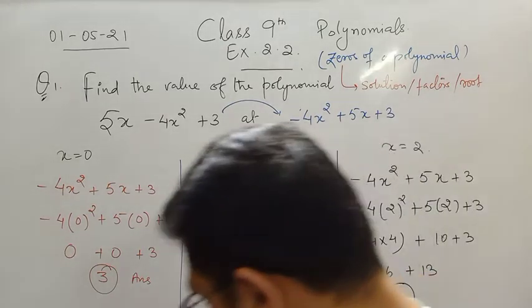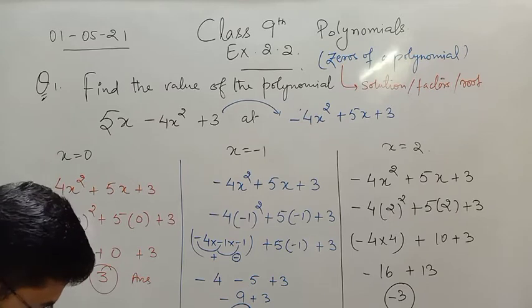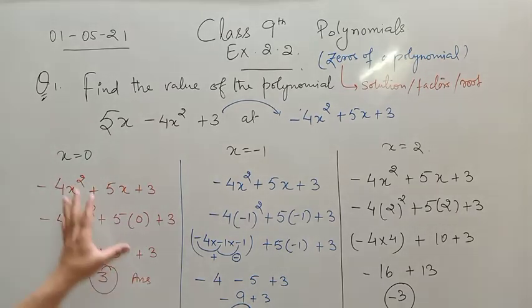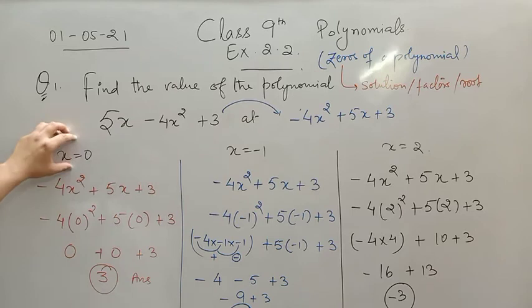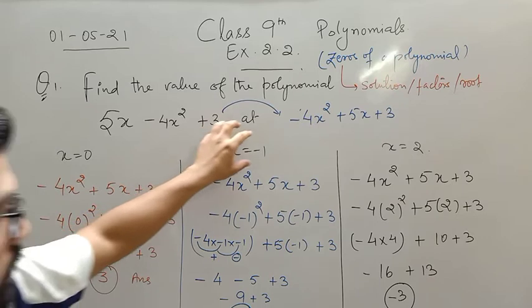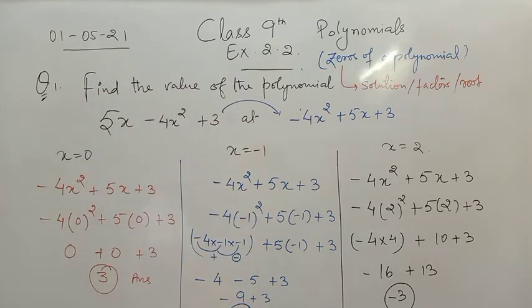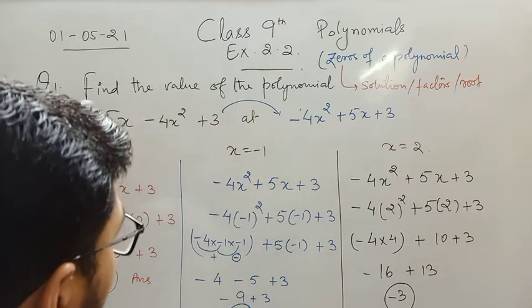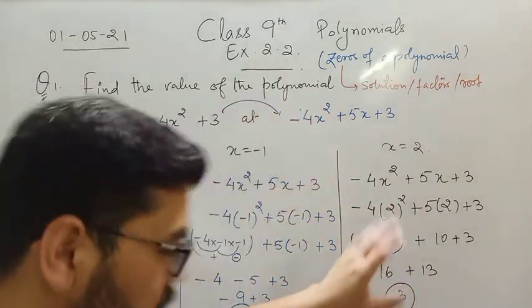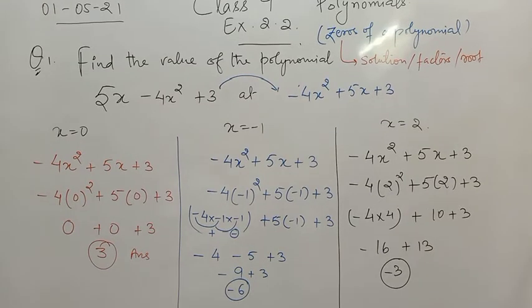So this is the first question of your exercise, where you just need to find the value of the polynomial at some particular value of x. So for x equals 0, this quadratic polynomial will give you 3. For x equals minus 1, the value of this quadratic polynomial is minus 6. And for x equals 2, the value of this quadratic polynomial will give you minus 3. Please note it down fast.